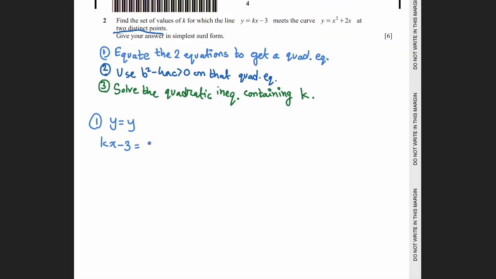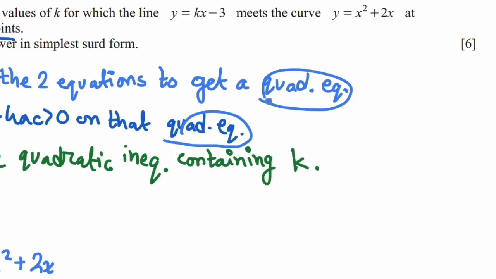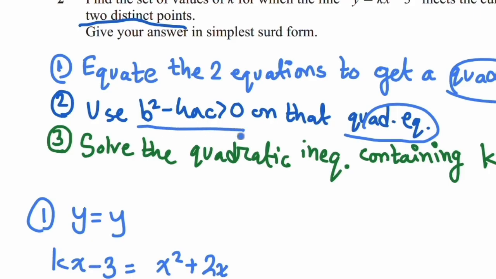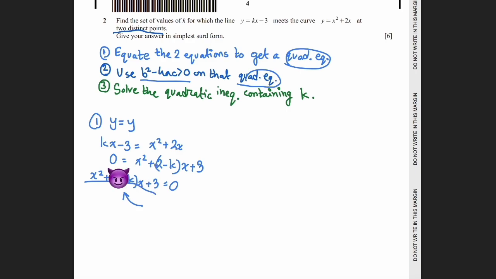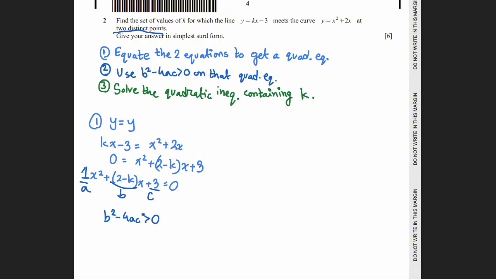minus 3 is equal to x squared plus 2x. We are going to pull everything on the right side of the equal sign. Then we're going to pull everything from here to the left side of the equal sign. Now, this is our quadratic equation which we are talking over here. And we are going to use b squared minus 4ac greater than 0 on this bad boy. So here is our coefficient 1, this is our b, this is the a, and this is the c. So let's do b squared minus 4ac greater than 0.